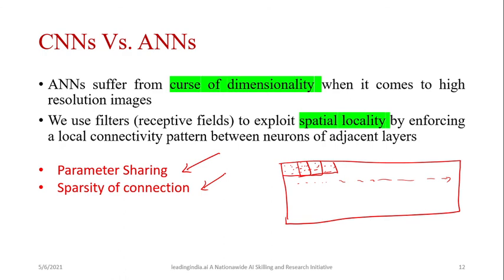So in the next video we will see the building blocks of CNN, the very first building block of the convolution neural network. Then you will understand very well how we are sharing the parameters and how the connections are sparse. Okay, so let's go to the next video.